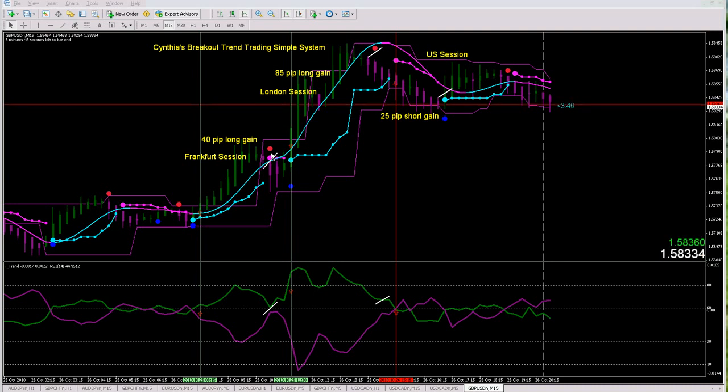And if you had ridden this up until the red dot and/or the hot dot appeared about the same time, and you have a purple candle, that's where you exit. That was a 40 pip gain, and that's before bedtime.